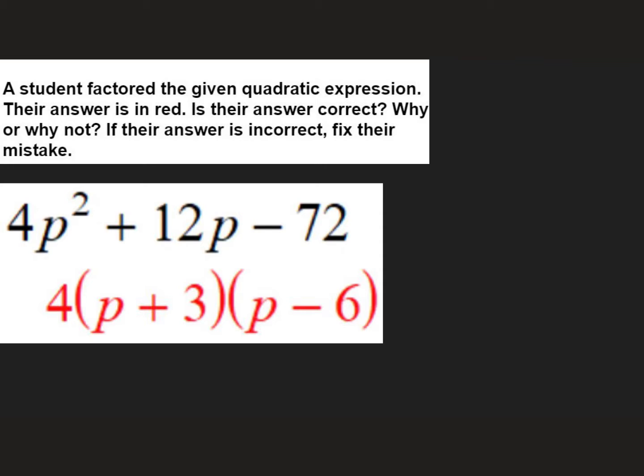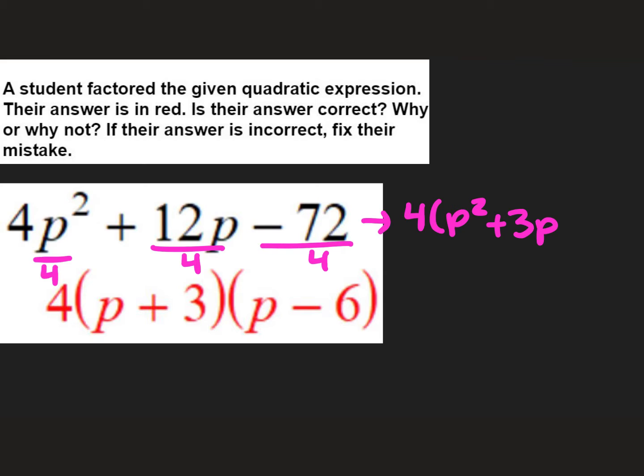In the next problem, we can see that the first thing they should have done is take out a greatest common factor. So if I divide everything by 4, it gives me 4p squared plus 3p, and then if I do 72 divided by 4, it gives me minus 18. So I need two numbers that multiply to negative 18 and add to 3. And if I check, I have 3 and negative 6.